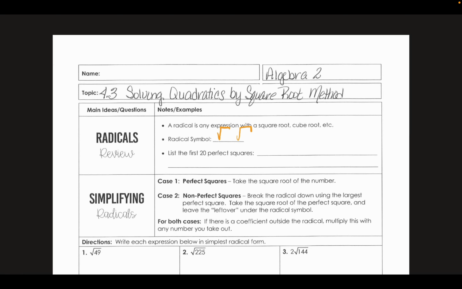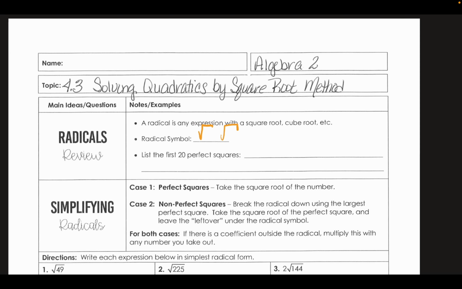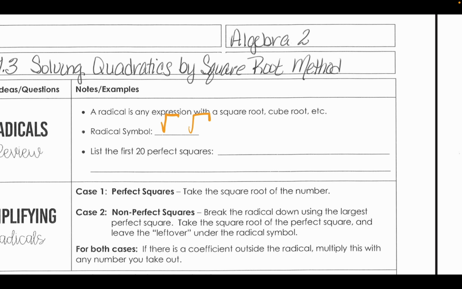Listing the first 20 perfect squares we're going to do here, and knowing the perfect squares is incredibly helpful when you're trying to simplify square roots. And it'll be incredibly helpful for today's lesson as well as some future lessons. So I encourage you to work on memorizing these perfect squares, or at the very least, remembering how you can generate the list by squaring different terms.